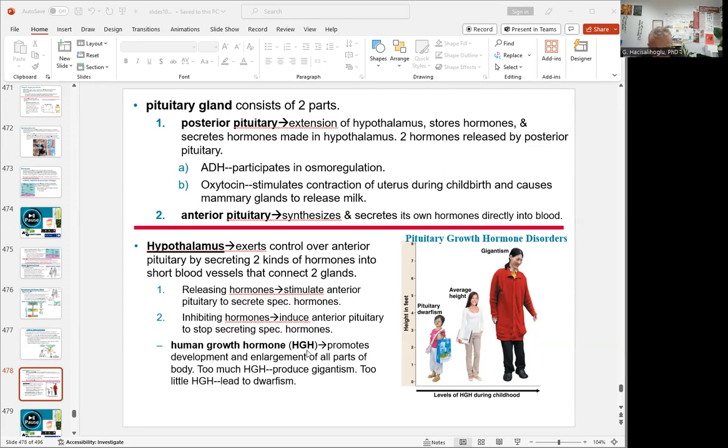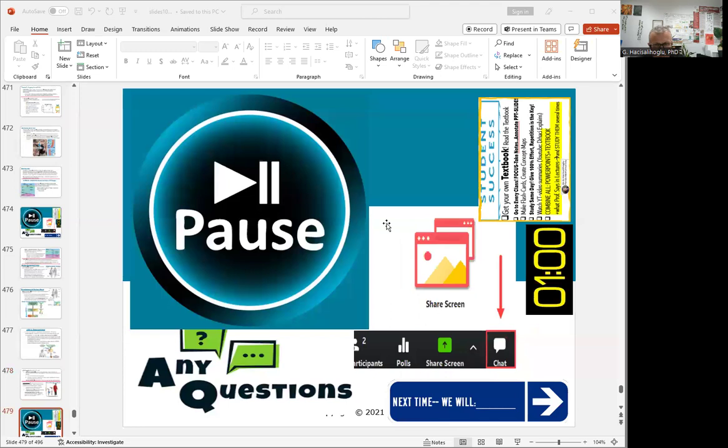One hormone is HGH, which is human growth hormone. You can see in this picture, it promotes development of all parts of the body. Too much HGH produces gigantism, and too little HGH produces dwarfism. So HGH, and these are under the pituitary gland in the brain.